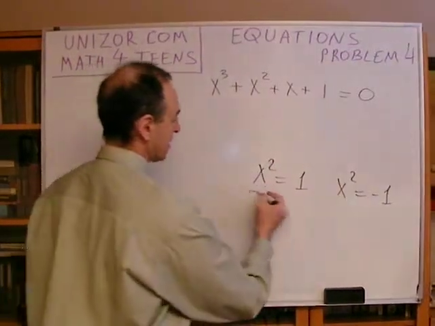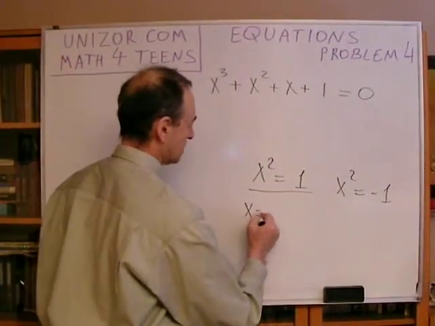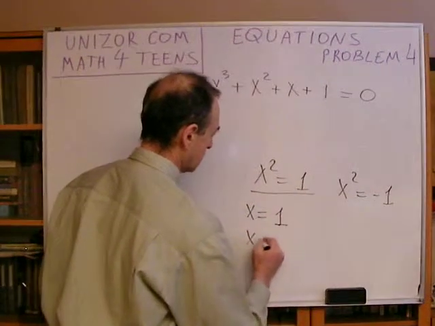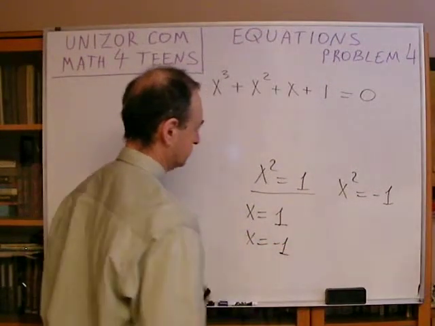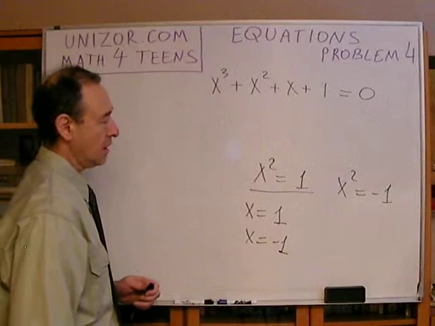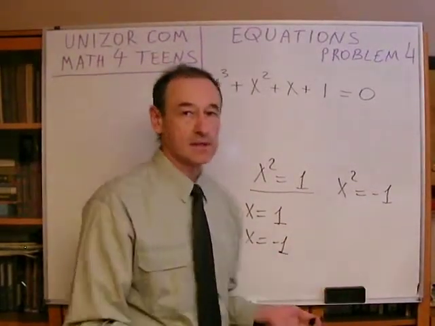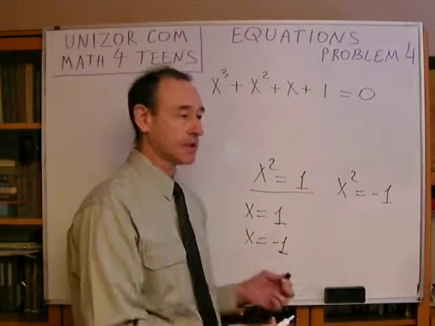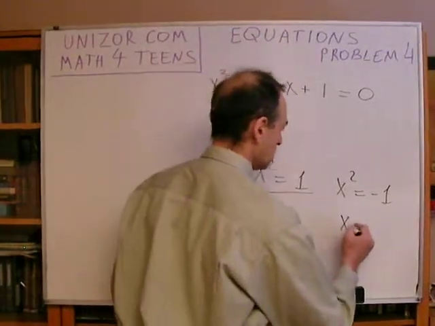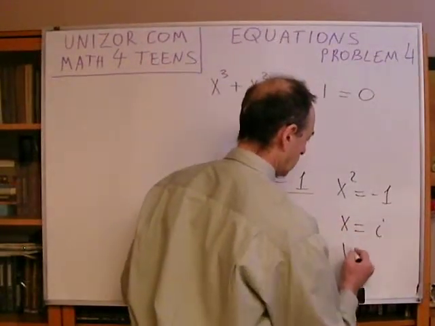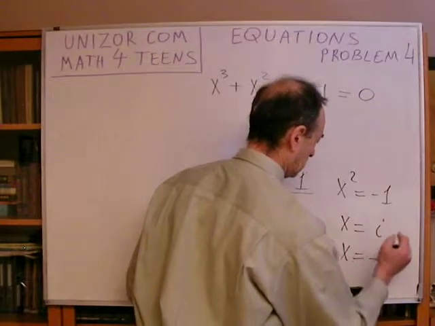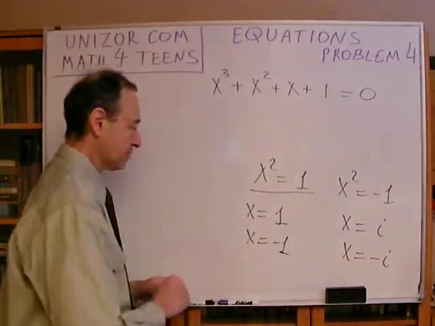Now, this is the same thing again. So x is equal to 1, and x is equal to minus 1. Two solutions. Now, this, in the area of real numbers, doesn't have any solutions. In the area of complex numbers, it's, again, something which we are familiar with. And now we have four solutions.